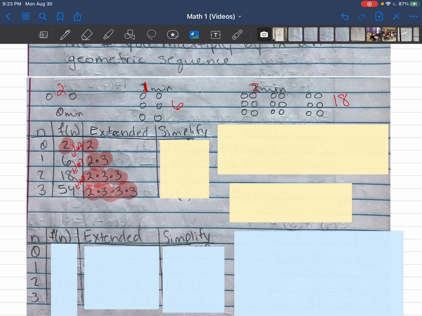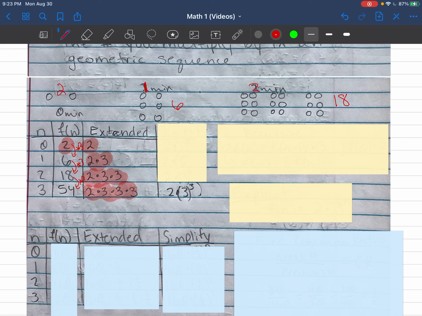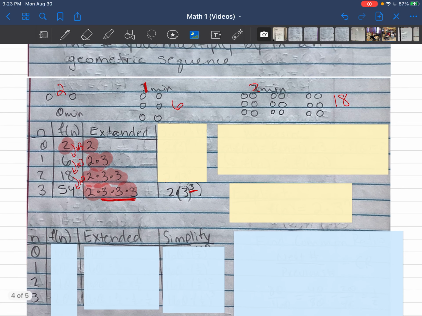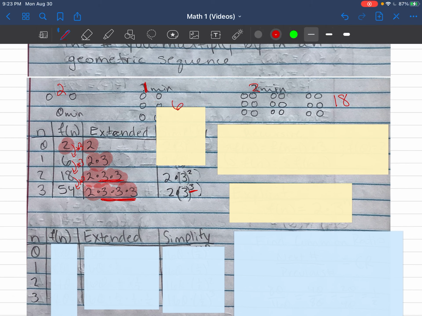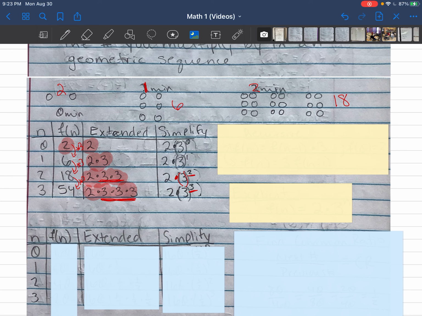So now we're going to simplify this, okay? And I always like to start at the bottom. So I multiplied 3 3's together, so I'm going to have 2 times 3 to the 3rd. In the next one, we multiplied 2 3's. So I'm going to write this as 2 times 3 to the 2nd. And you can use the dot multiplication or parentheses. Either is fine. I like the dot personally. And then the last two, we have 2 times 3 to the 1 because we multiplied 3 once. And then we have 2 times 3 to the 0 because we didn't multiply by any 3's.